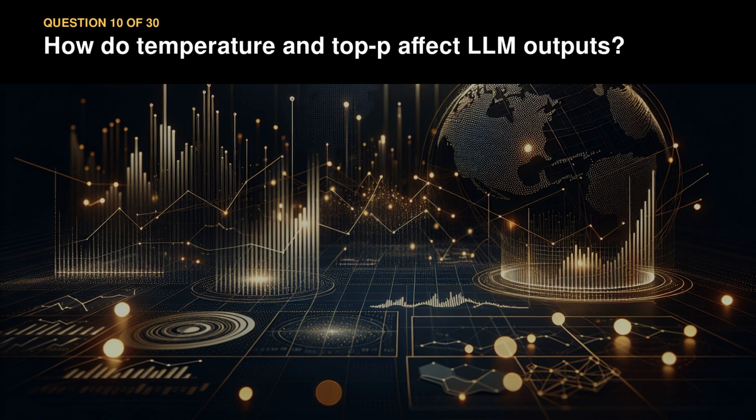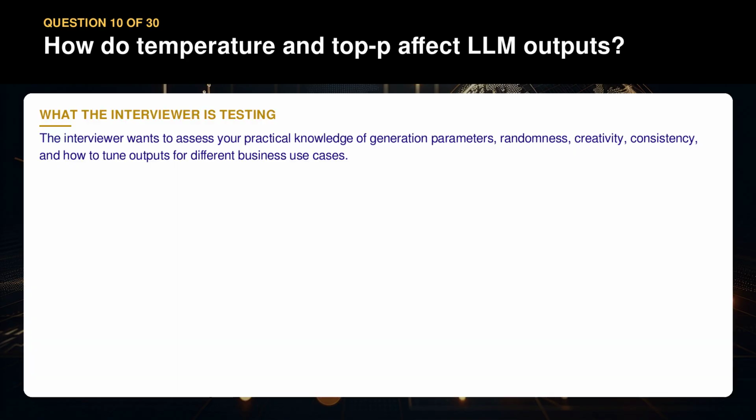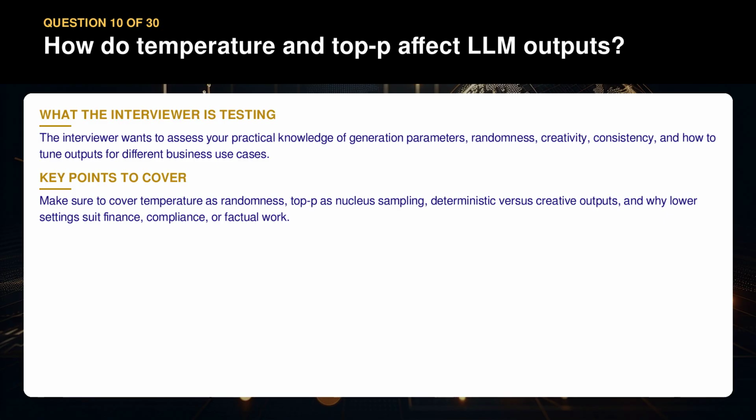Question 10. How do temperature and top P affect LLM outputs? The interviewer wants to assess your practical knowledge of generation parameters, randomness, creativity, consistency, and how to tune outputs for different business use cases. Make sure to cover temperature as randomness, top P as nucleus sampling, deterministic versus creative outputs, and why lower settings suit finance, compliance, or factual work.